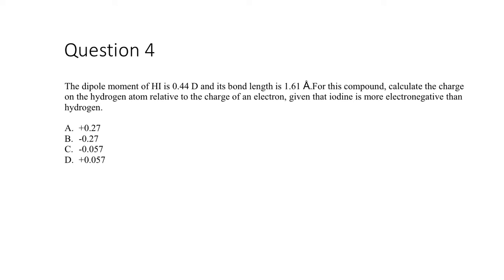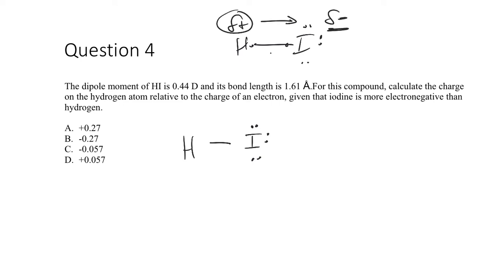The dipole moment of HI is 0.44 debye, and the bond length is 1.61 angstrom. Calculate the charge on hydrogen relative to the charge of an electron, given that iodine is the more electronegative atom. My Lewis structure would look something like this: iodine here, hydrogen here, forming a single bond. Iodine being more electronegative means this bonding pair shades towards iodine, making it the partial negative element and hydrogen going positive. I get this from the electronegativity difference. So iodine should be partially negatively charged, which rules out answers A and B.